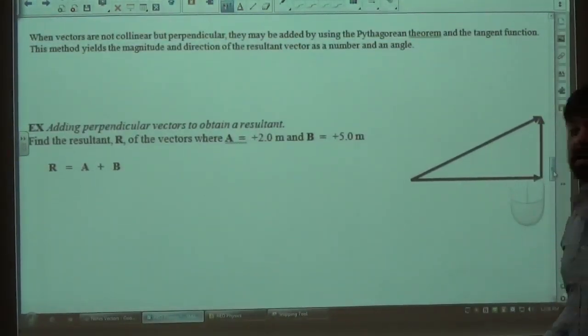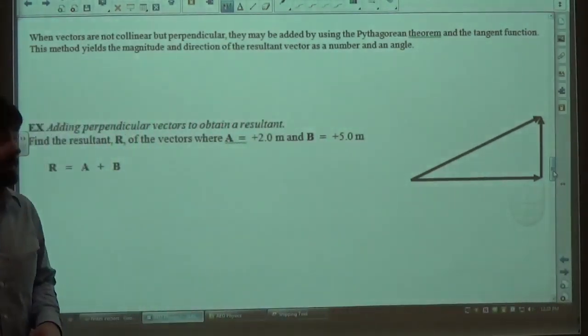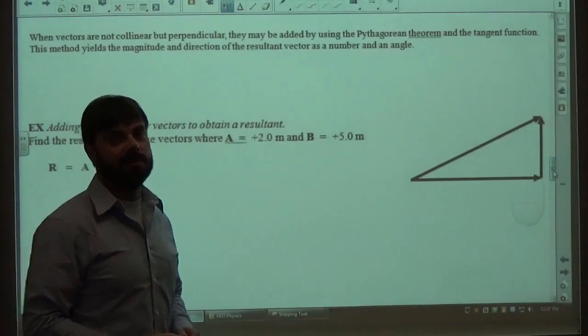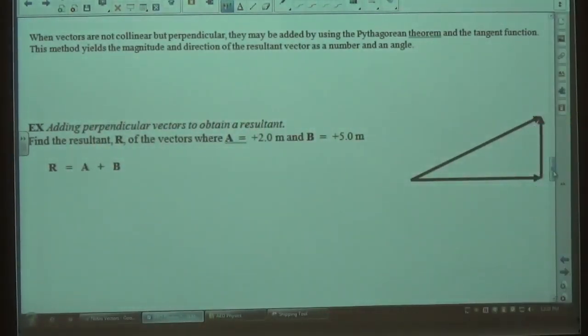So then the question ends up being, what do we do with vectors that are not collinear, meaning that they're not pointed in the same direction? How do we add those together and figure out what we got? All right, well, here's our example.